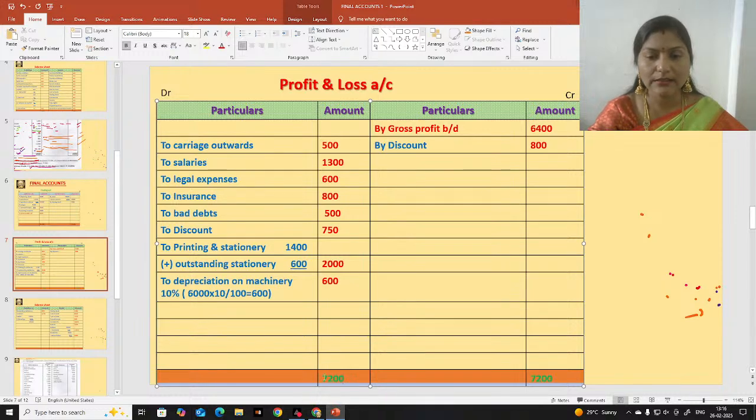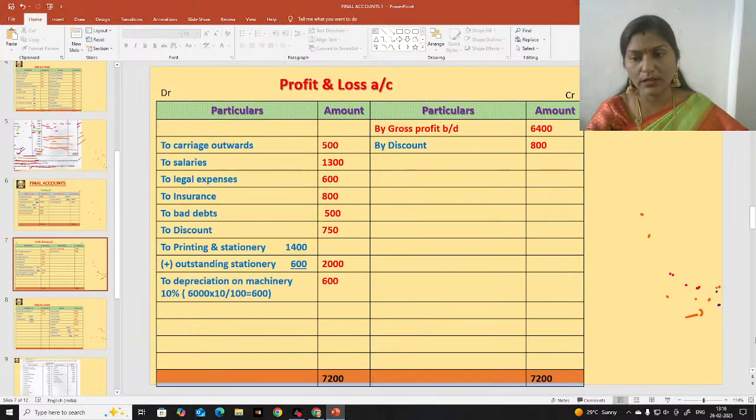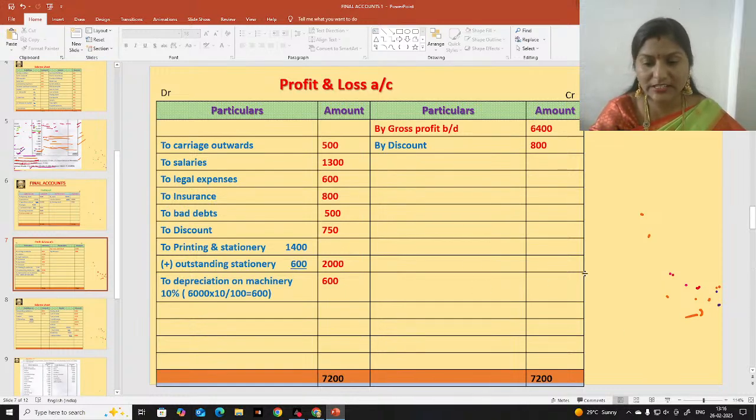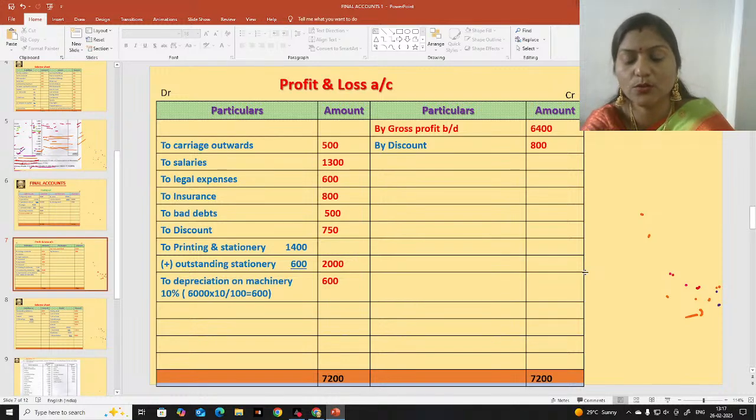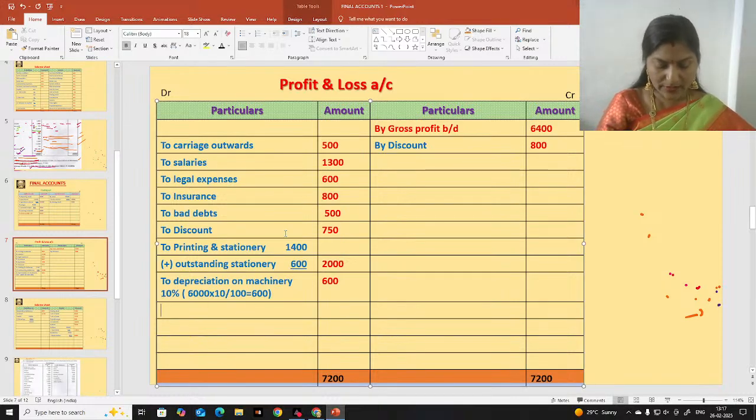Here I think this color is very light. Let me darken it. Okay, 7,200, both the sides in totals. And which side total is less? Debit side. Debit side amount is less. Let us go to the debit side. We will record the balancing figure on that side only. How much will we get? 7,200 minus 7,050. 150 we get. Okay, 150 we will record here.